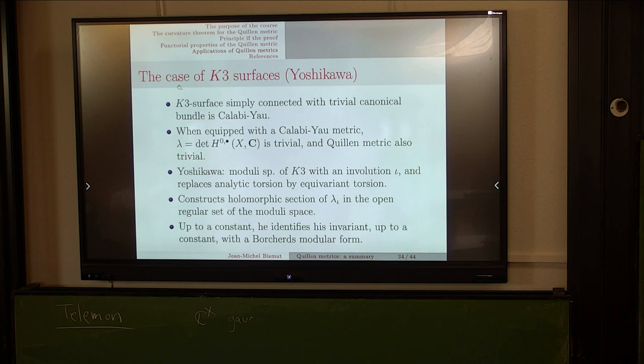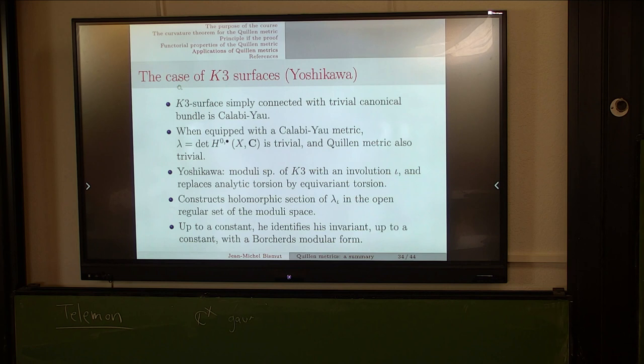Okay, so we exactly have the analog of X_1. In the case of elliptic curves, you have the moduli space X_1, and you obtain the Dedekind eta function as a section of some line bundle. In that case, you have the moduli space of K3 surfaces with some canonical symplectic involution. And basically, you identify analytic torsion as being one very precise section, which is given by Borcherds' modular form.